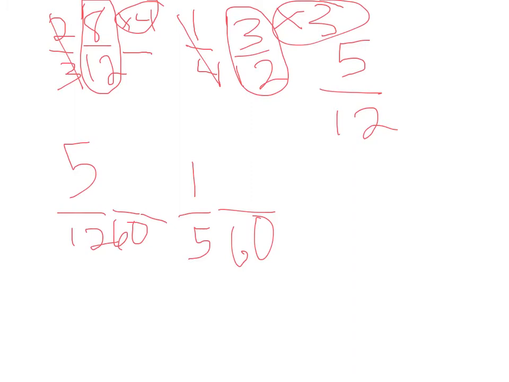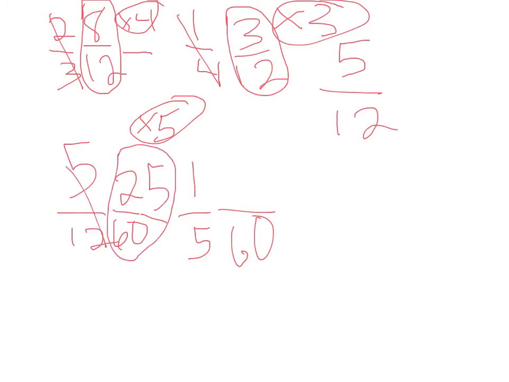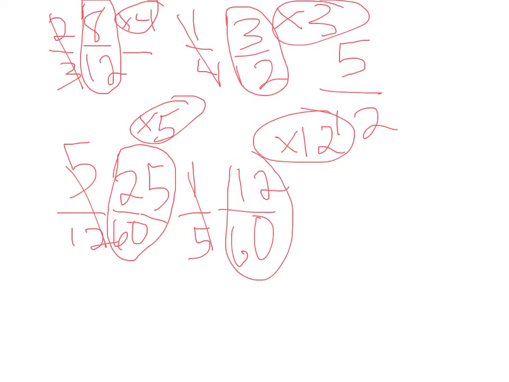Twelve times 5 is 60. 5 times 5 is 25. We cross out this fraction and circle the fraction that we're dealing with. 5 times 12 is 60. So times 12 comes up in the rule bubble. And 12 times 1 is 12. We cross out this fraction and circle the fraction that we're dealing with.